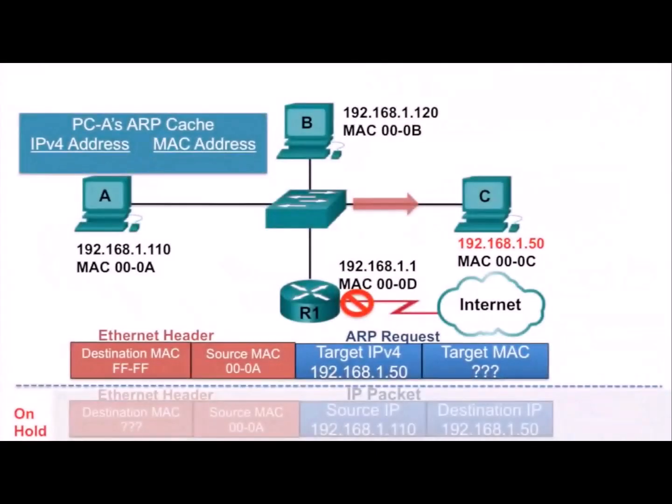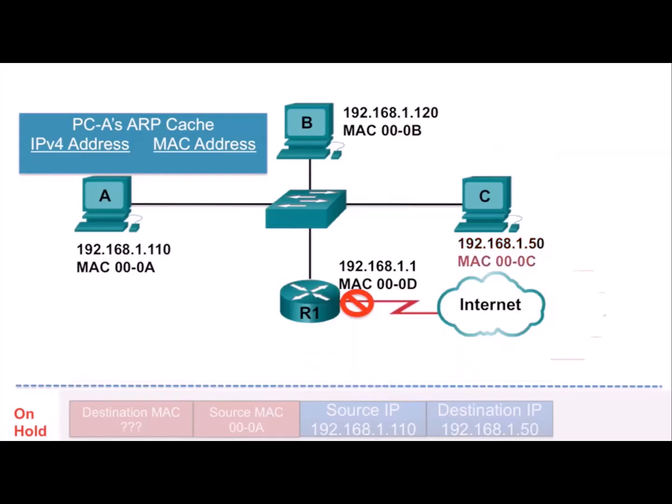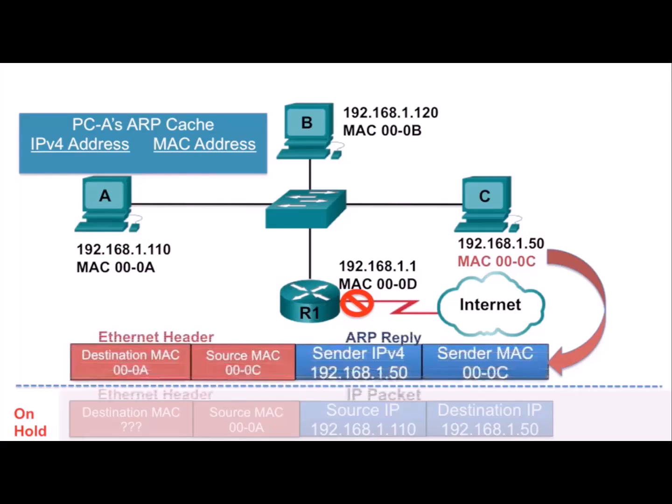In the previous video, we saw an ARP request from PCA looking for the MAC address of PCC. In this video, we will see the ARP reply in response to that ARP request. PCC, when it received the ARP request, examined the target IPv4 address and compared it against its own IPv4 address, and noticed that it was the intended target. So PCC will generate an ARP reply in response to that ARP request.